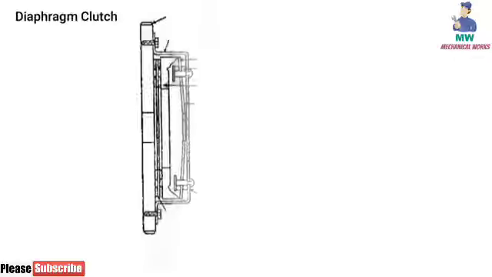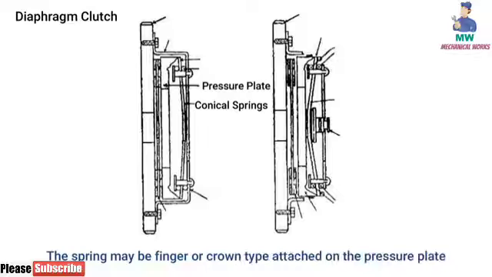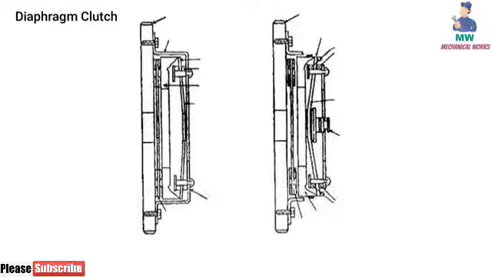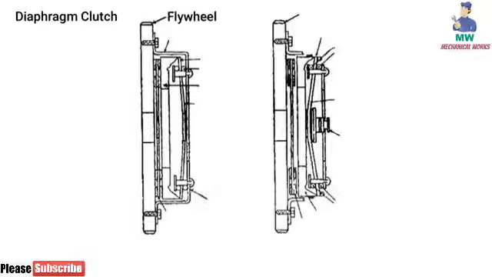Conical spring clutch or diaphragm clutch. The diaphragm clutch consists of a diaphragm or conical spring, which produces pressure on the pressure plate for engaging the clutch. The spring may be finger or crown type, attached on the pressure plate. In these types of clutches, the engine power is transmitted from the crankshaft to the flywheel. The flywheel has friction lining and it is connected to the clutch.